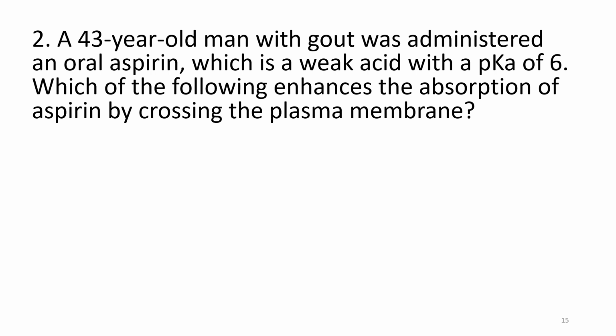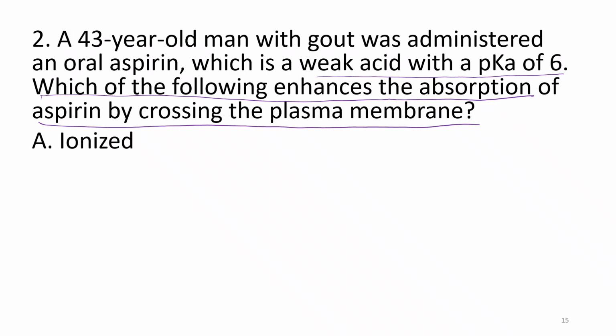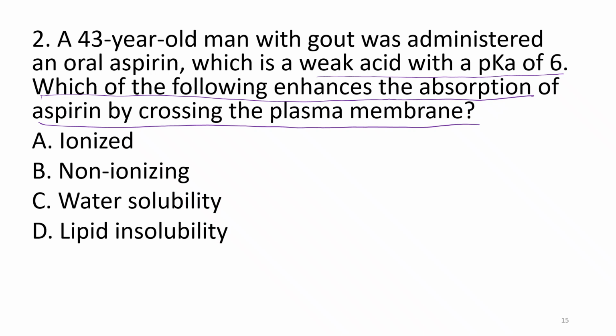All right, so let's test our knowledge. A 43-year-old man with gout was administered oral aspirin, which is a weak acid with a pK of 6. Which of the following enhances the absorption of aspirin by crossing the plasma membrane, right? So this is the weak acid. So most of the medications are either weak acids or weak bases. We are going to learn all these ionizing principles in the next video. All right, so pause the video, come up with the correct answer.